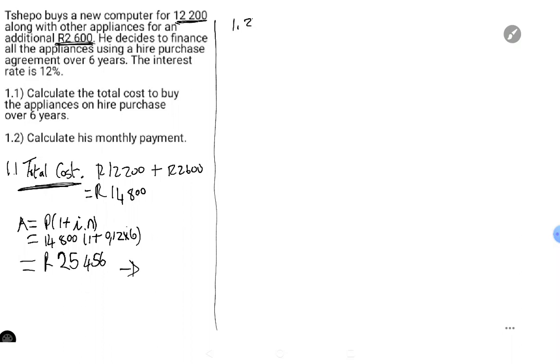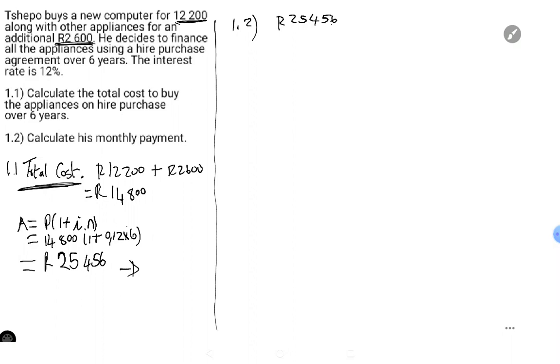Okay, so what does 1.2 say? It says calculate his monthly payment. Okay, we now need to calculate his monthly payment. So how are we gonna do that? So let's see, we've got a total of 25,456. So maths does require you to think a bit, right?